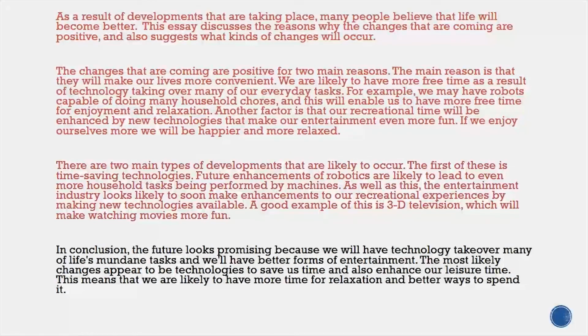There are two main types of developments that are likely to occur. The first of these is time-saving technologies. Future enhancements of robotics are likely to lead to even more household tasks being performed by machines. As well as this, the entertainment industry looks likely to soon make enhancements to our recreational experiences by making new technologies available. A good example of this is 3D television, which will make watching movies more fun.